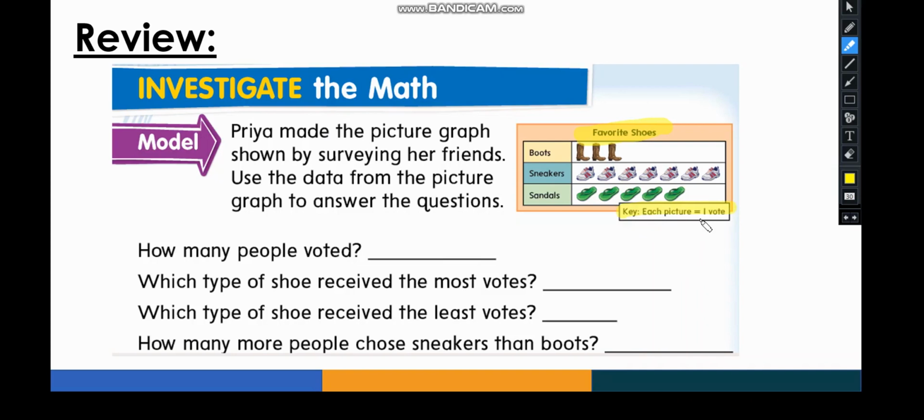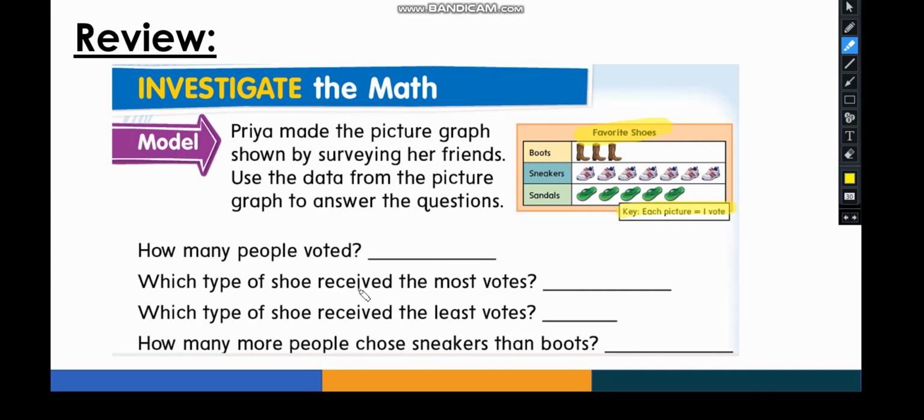Each picture, 1 vote. What are the pictures about? About favorite shoes. Mariam made the picture graph shown by surveying her friends. Use the data from the picture graph to answer the questions. Before, I know this is the title and this is the key. On the title, favorite shoes. On the key, each picture equals 1 vote.